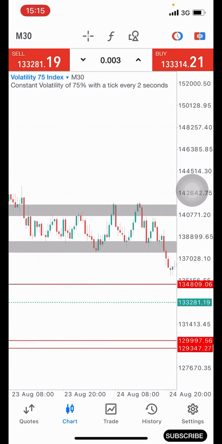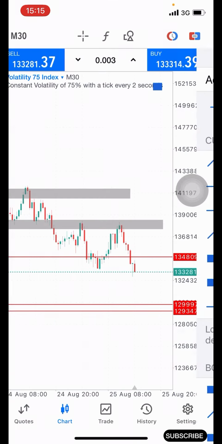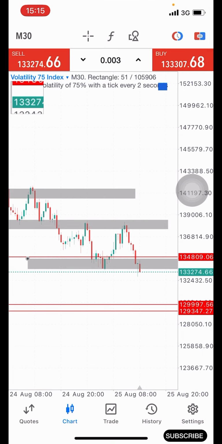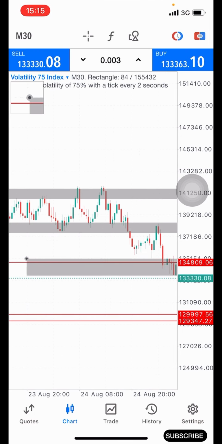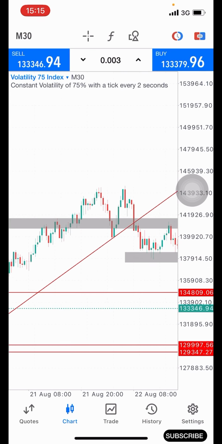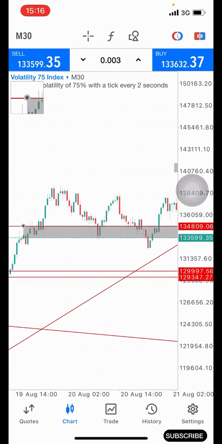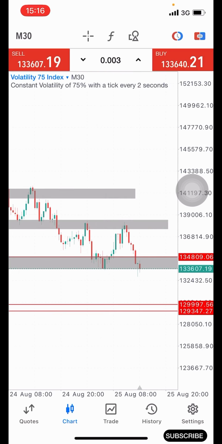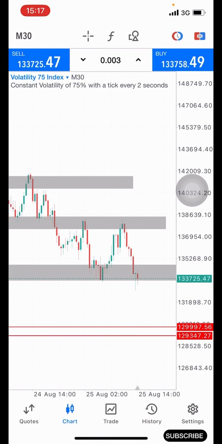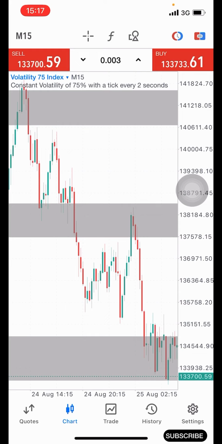So I put in some support and resistance zone around that area because I knew that price is going to bounce from there to the upside. After marking that area, I went down to the 15-minute time frame where I began to look for my entry.